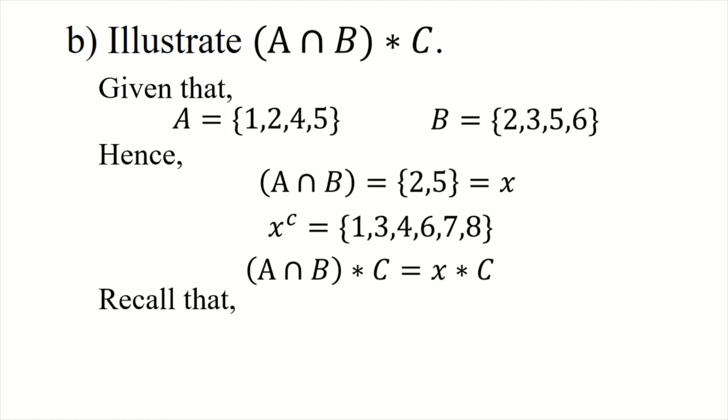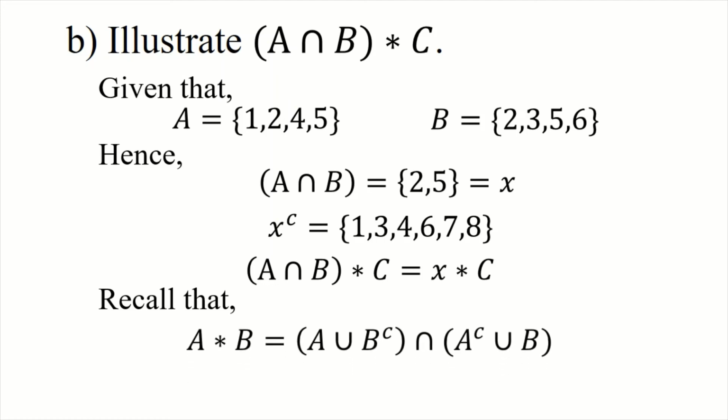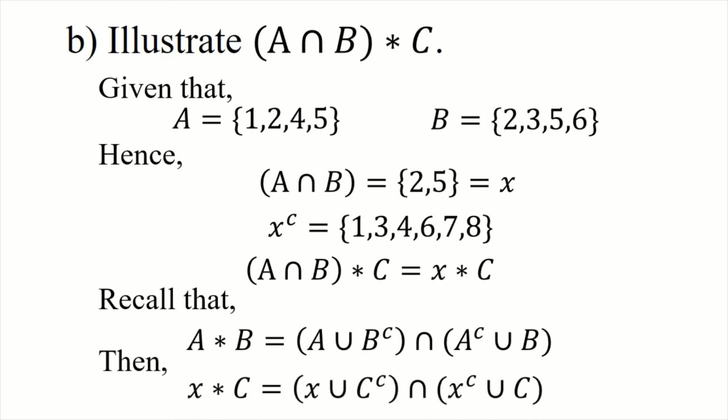So if you go back to the expression that we know before, A star B is what? A union B complement in the bracket, then intersection A complement union B. So in the same pattern, what is now our X star C? X star C will now be X union B complement, intersection X complement union C. So this is what we are going to use to obtain the element in A intersection B in the bracket, then star C.